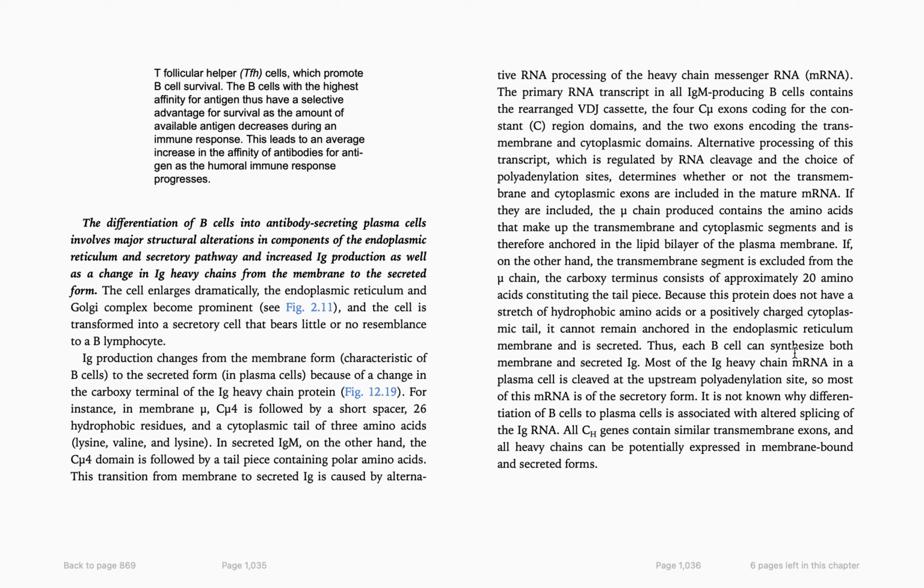Thus, each B cell can synthesize both membrane and secreted Ig. Most of the Ig heavy chain messenger RNA in the plasma cell is cleaved at the upstream polyadenylation site, so most of this messenger RNA is of the secretory form. It is not known why differentiation of B cells to plasma cells is associated with the altered splicing of the Ig RNA. All constant region genes contain similar transmembrane exons, and heavy chains can potentially be expressed in membrane bound and secreted form.